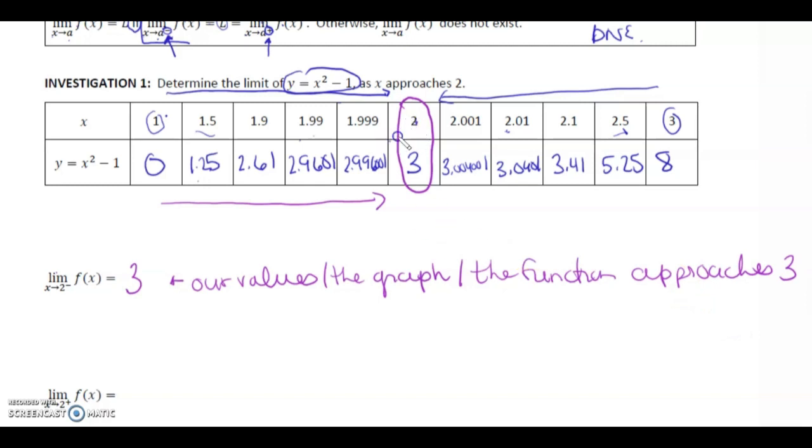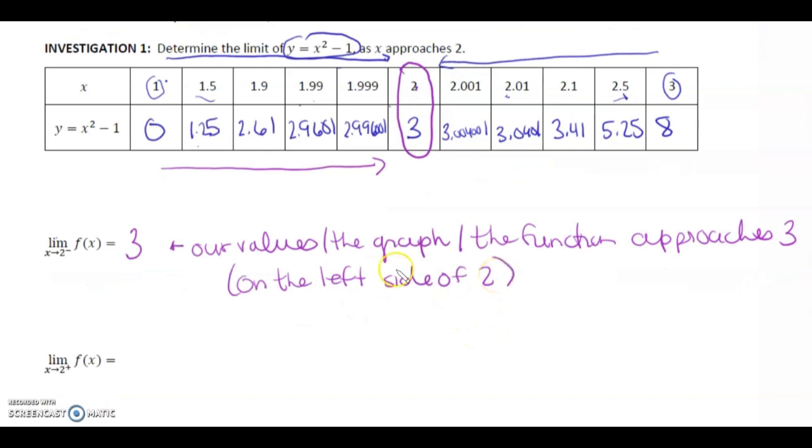Okay, and then this is on the left-hand side of 2. And when we do the same thing from the right side, when we start at 3 and then move in and in and in, we start at 8, 5, 3.4, 3.04, 3.004, right? Those values are getting smaller and smaller. There's more and more zeros beside the decimal. So as we go in from the right-hand side, we're also approaching this value here, which is 3.